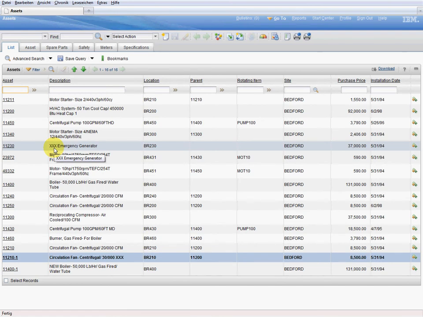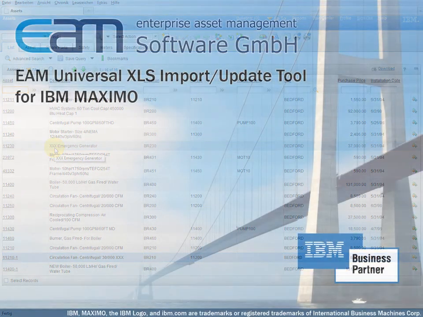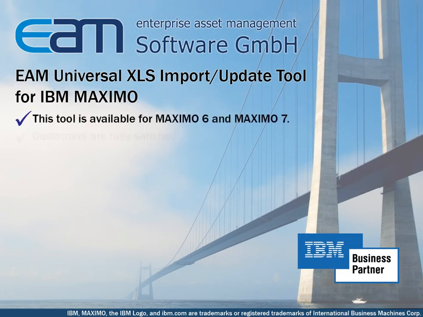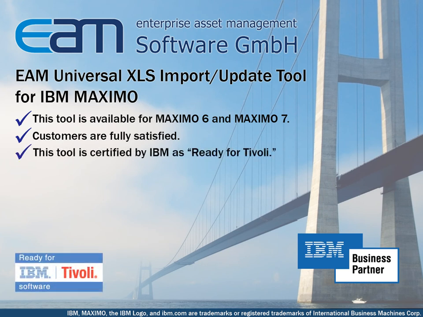In this lesson, we learned how the EAM Universal XLS Import Update tool can help to import large amounts of data easily and consistently to Maximo. The tool is ready for delivery. Power users and system administrators who use the tool are enthusiastic and do not want to miss this powerful tool anymore. The tool is certified by IBM as Ready for Tivoli.